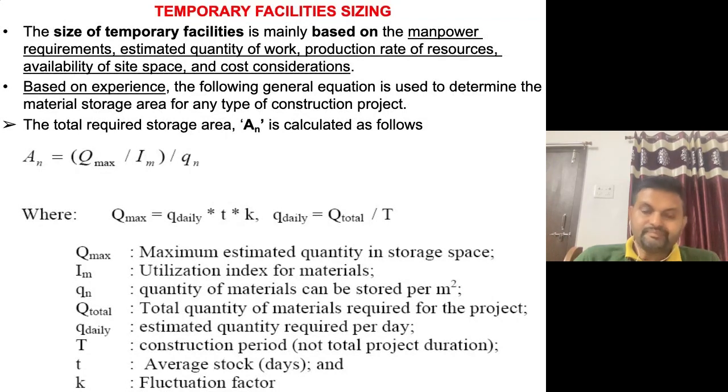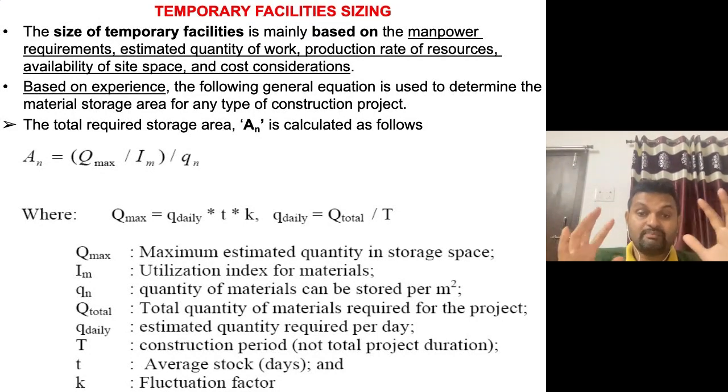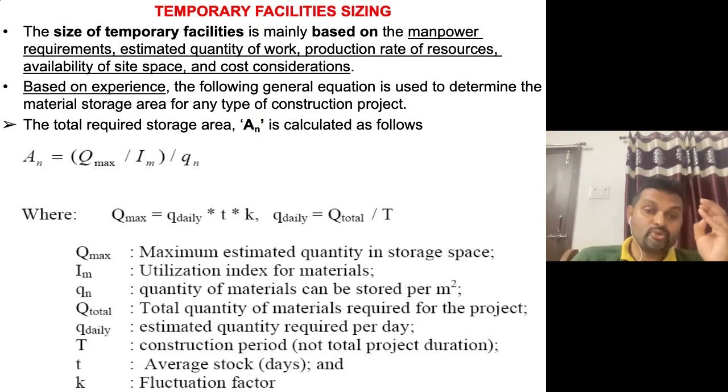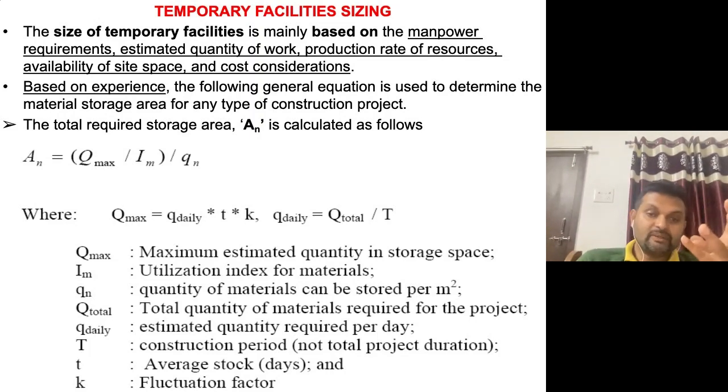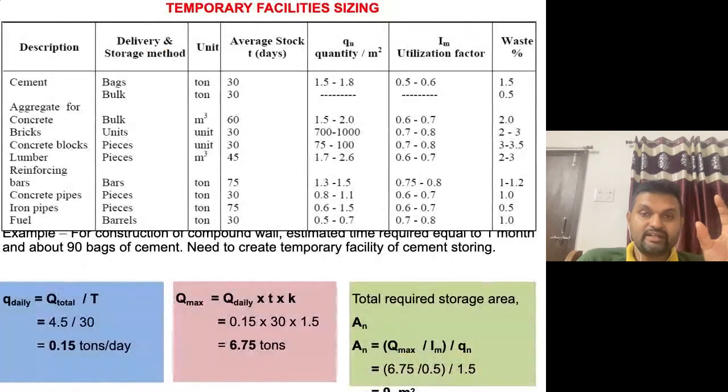Fine. Now once I have done the Q daily, I need to calculate the Q max. Q max is the maximum estimated quantity in a storage space. So how much is the maximum quantity you are going to store in any particular month? That is equal to Q daily, which I already calculated, multiplied by small t. What is the small t? Average stock. How much average stock can you keep for that particular material?